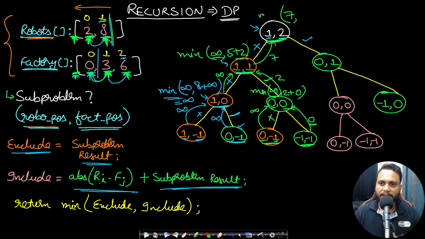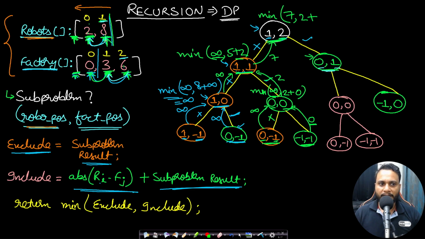Okay. And since I will be minimizing all these values, I have to calculate what happens if I do the assignment of robot 1 with factory 2. If I do this assignment, the gap between them, 8 minus 6, is equal to 2 plus. I will be making the call to this sub problem. That means if I do this assignment of robot 1 with the factory 2, then I will be moving back on the robot and I will be moving back on the factory. So I'll be going to 0 comma 1 from 1 comma 2.